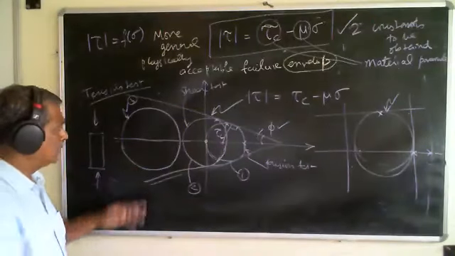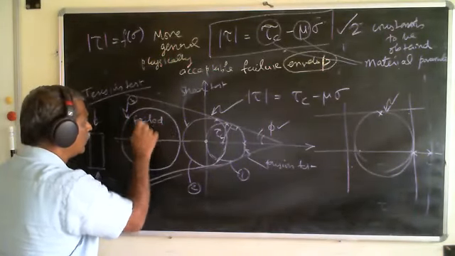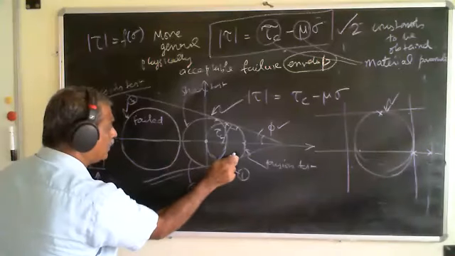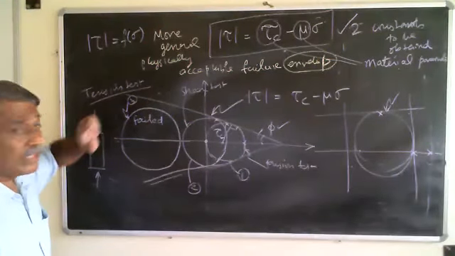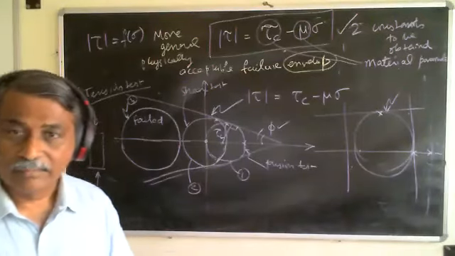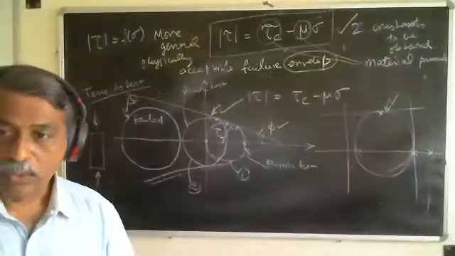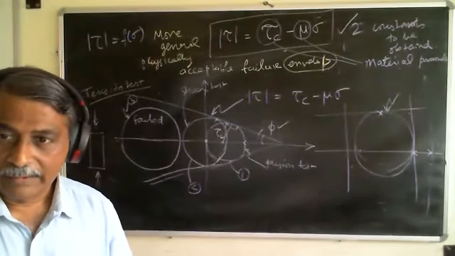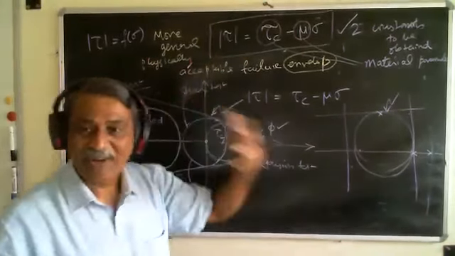See, this is a failed state. This is a failed state, this is a failed state, and this is a failed state. But this circle is not touching the envelope of the Mohr-Coulomb. So what should I do? I should say that this is not valid.